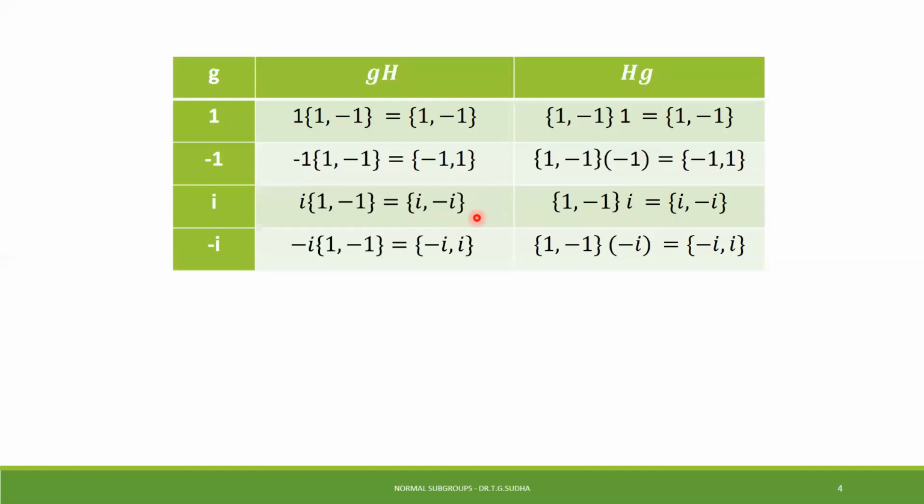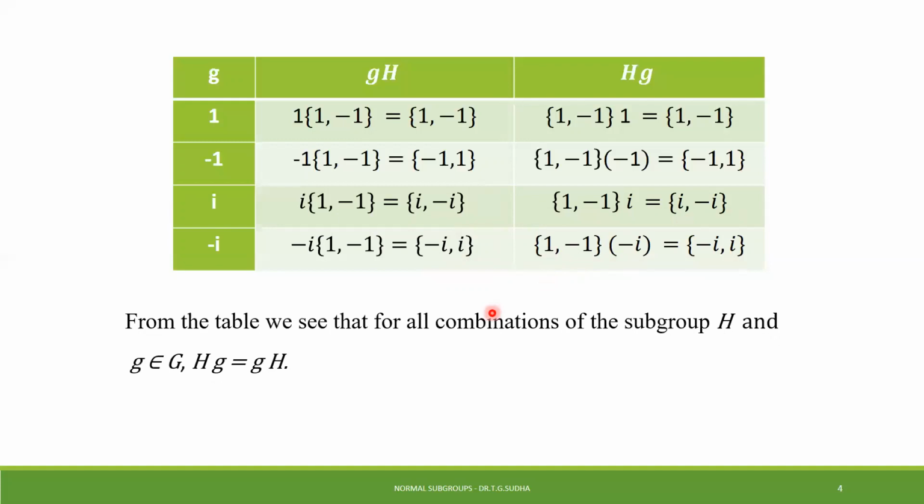And these are the left coset and the right coset generated by i. And the last one is {-i, i}. Here also it is {-i, i}. And these are the left and the right cosets generated by -i. Therefore, gH is equal to Hg for all g belongs to G. Therefore, H is a normal subgroup of G.